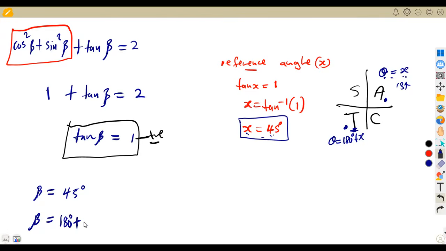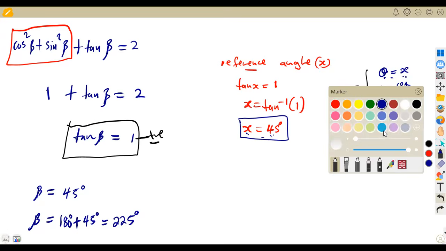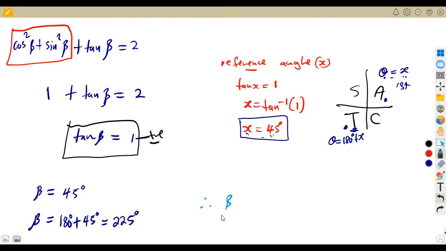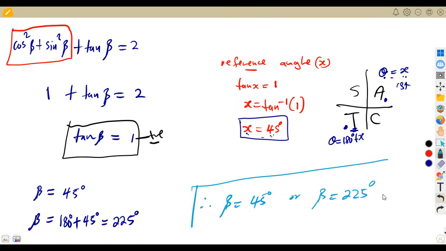Our x here is 45 degrees. So if we are to add everything, we are going to obtain 225 degrees. All right, so these are the angles that you can have for beta. So therefore, our beta is equal to 45 degrees, or beta is equivalent to 225 degrees, taken from 0 to 360 degrees. These are the angles that we are supposed to have.